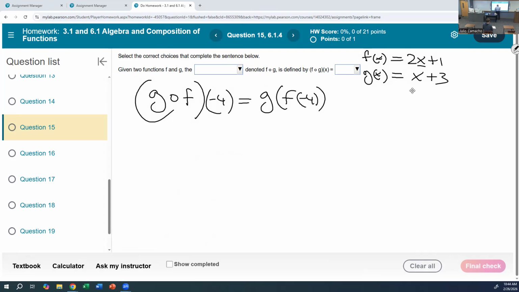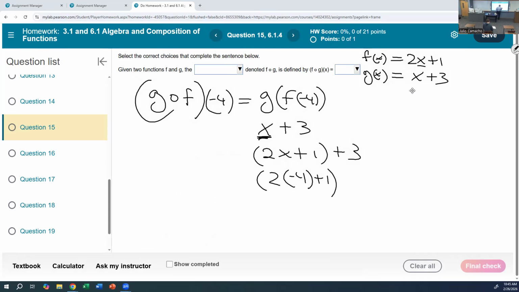So what is your g of x equation? x plus 3. First of all, you put your g of f equation, and now you replace this x by the whole equation of f of x. That will be 2x plus 1, and don't forget the plus 3, because you're replacing only the x. And then you replace this x by -4. So it will be 2 times -4 plus 1, in parentheses, plus 3.